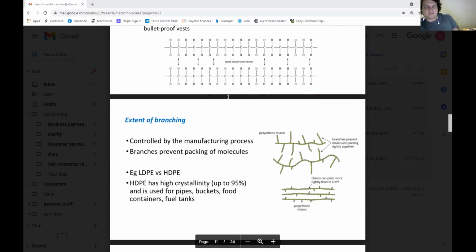So the big difference here and the takeaway that you need to know for your exam is the extent of the branching. High or low density polyethylene. LDPE has branches because it's produced under high heat, very harsh conditions, and forms very quickly.